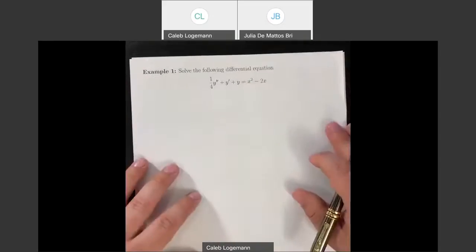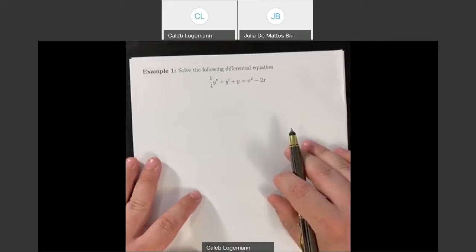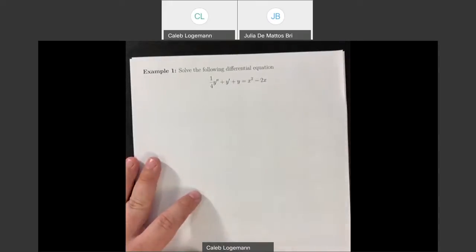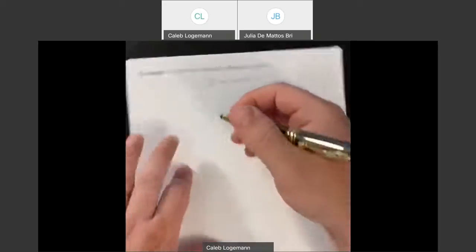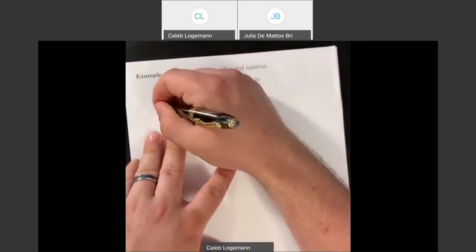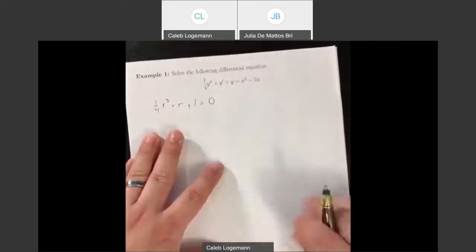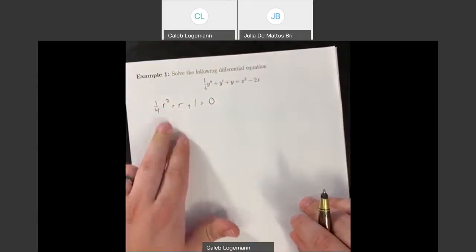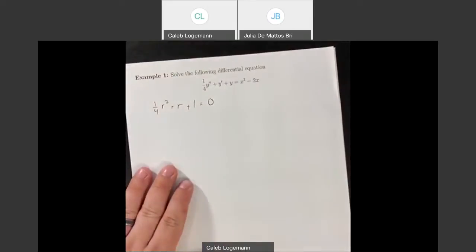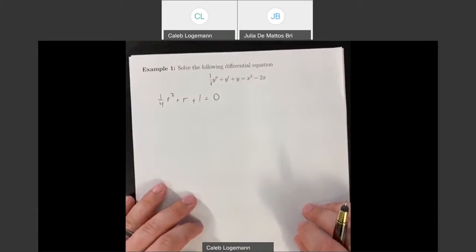So we want to solve this differential equation here. It's non-homogeneous, we have constant coefficients, and it's linear. Let's first quickly solve the homogeneous equation. Forming the auxiliary equation, that's going to look something like 1/4 r squared plus r plus 1 equals 0. We want to find the roots of this polynomial.